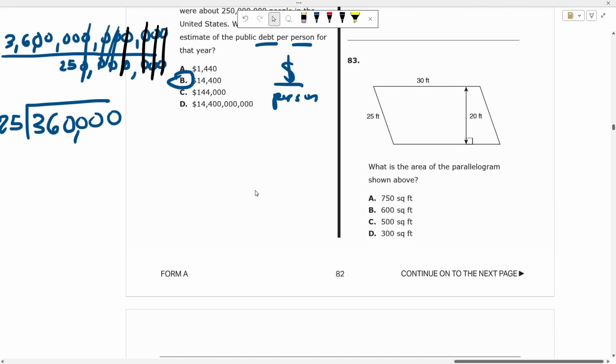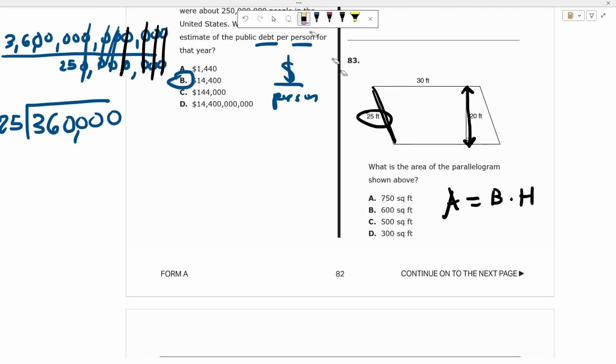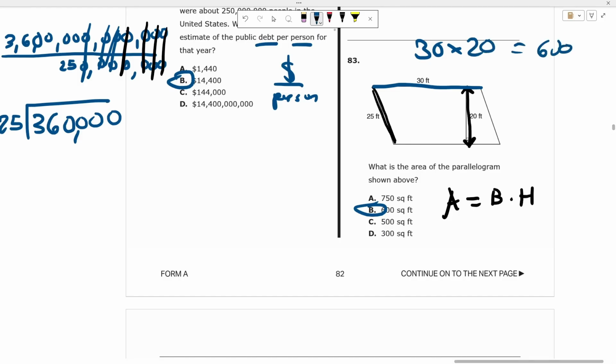83 says, what is the area of the parallelogram shown above? The area of a parallelogram is equal to base times height. It's not equal to base times length. Do not forget that. This is not the height. This is the height. The 20 feet is the height. This is something else. The correct answer here is 30 times 20, which is B, 600 square feet. The trick answer here is 30 times 25, or 750. Do not choose 750. The area of a parallelogram is base times height, so my base is 30 times my height, which is 20, which is 600.